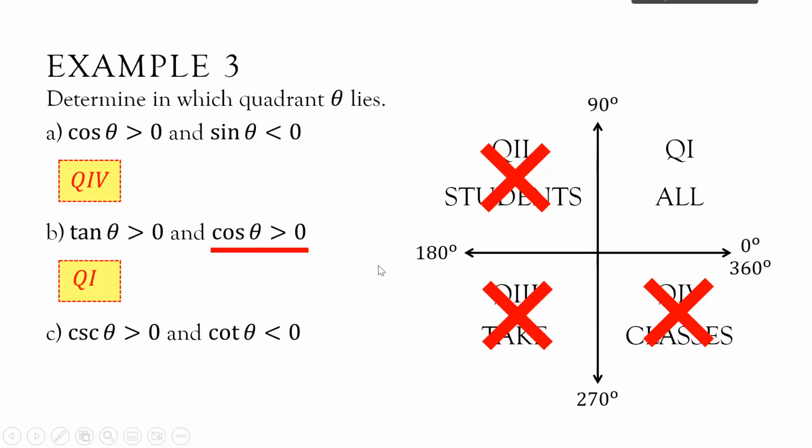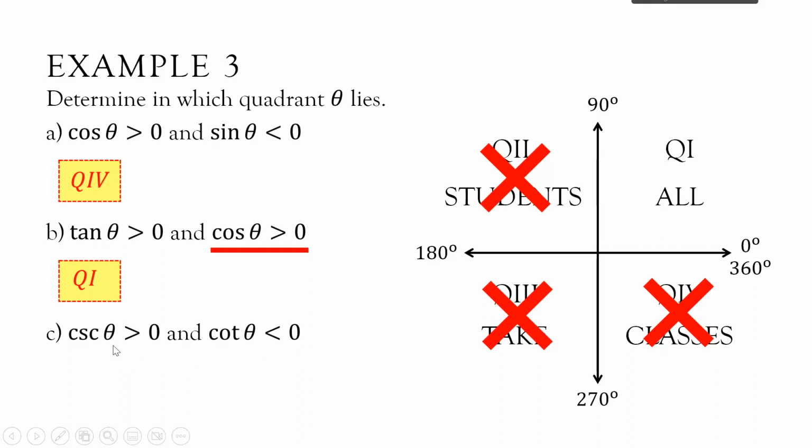Now let's look at part C. Same idea. Cosecant of theta is greater than 0 and cotangent of theta is less than 0. So oftentimes, this all students take classes works best whenever we're dealing with sine, cosine, or tangent. So to help us out here, just so that we can really solidify this, I'm going to go ahead and write an equivalent expression here.